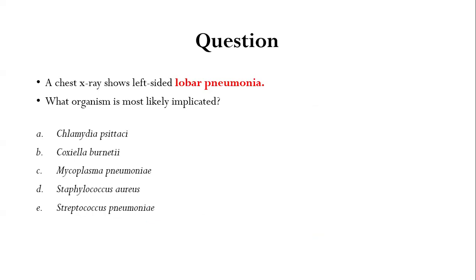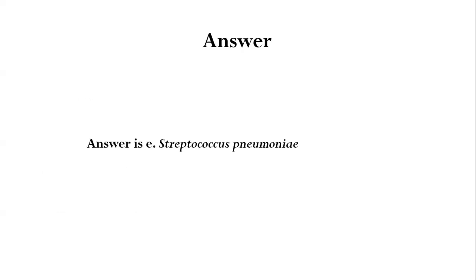So the question is asking which organism is most likely implicated in this infection? The options are Chlamydia psittaci, Coxiella burnetii, Mycoplasma pneumoniae, Staphylococcus aureus, or Streptococcus pneumoniae. Now think about this patient's clinical condition and his lab and imaging findings and try to guess which organism is likely implicated in this clinical presentation. Yes, the answer is E, that is Streptococcus pneumoniae.